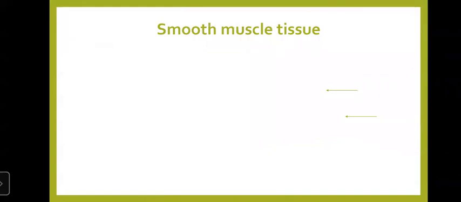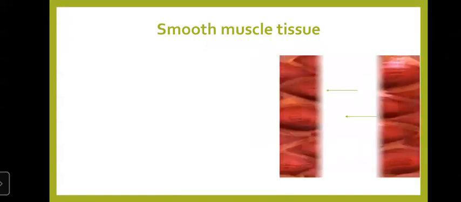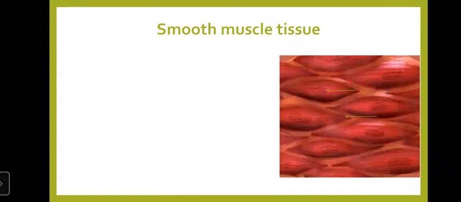Next is smooth muscle tissue. Now let us see the structure first. You can notice that these are the muscle fibers. It is flat or slightly oval in the center and tapering at both the ends. So when it appears this way, tapering at both the ends and flat in the center, this is called a spindle shaped fiber. So smooth muscles have spindle shaped fibers.